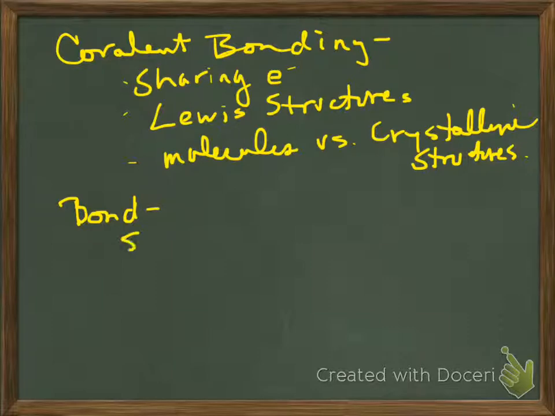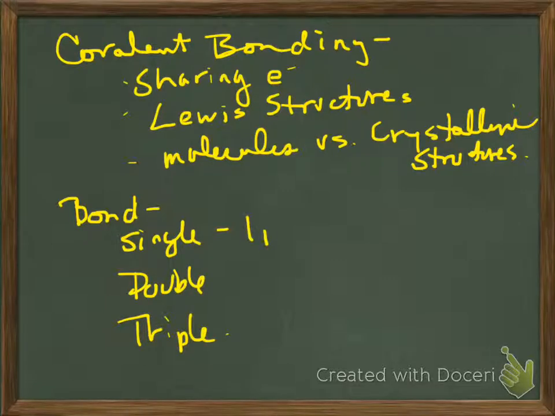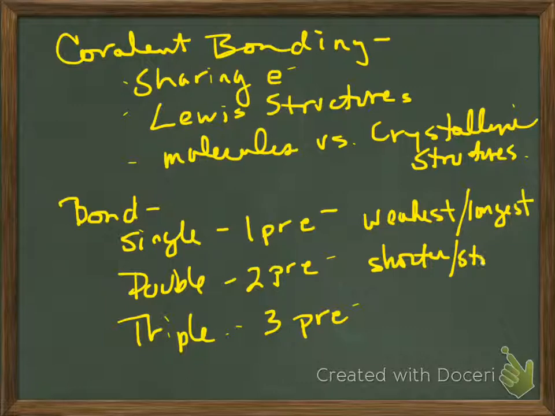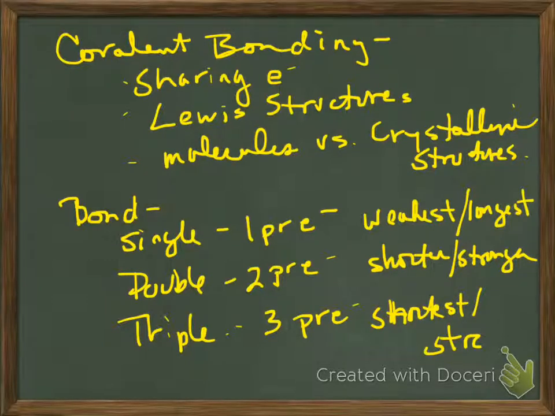Obviously we form bonds; single, double, or triple bonds may be formed. A single bond has one pair of electrons, a double has two pairs of electrons, and a triple has three pairs of electrons. The single bond is the weakest and the longest. The double bond is shorter and stronger, and the triple bond will be the shortest and the strongest.